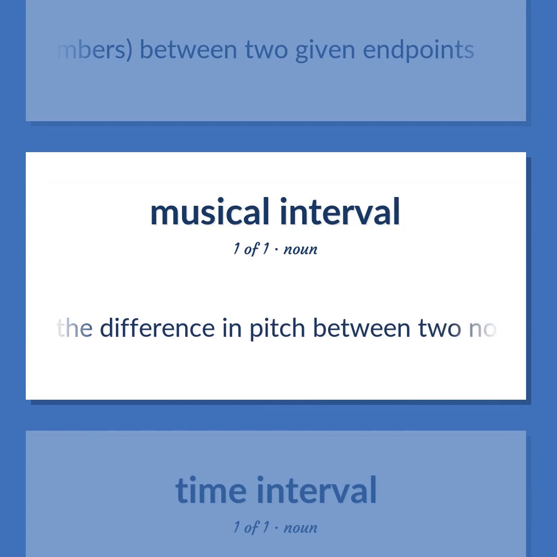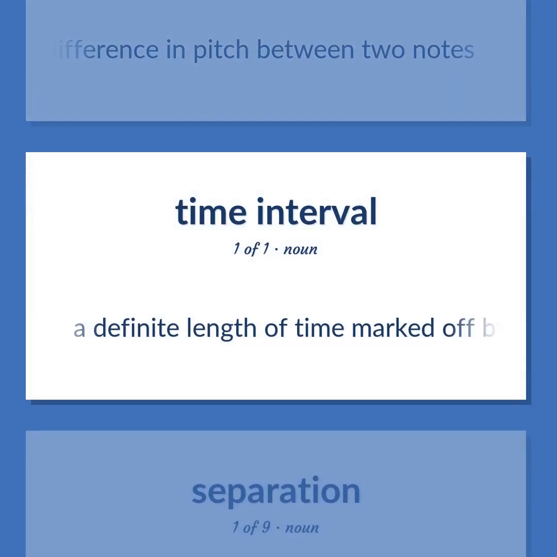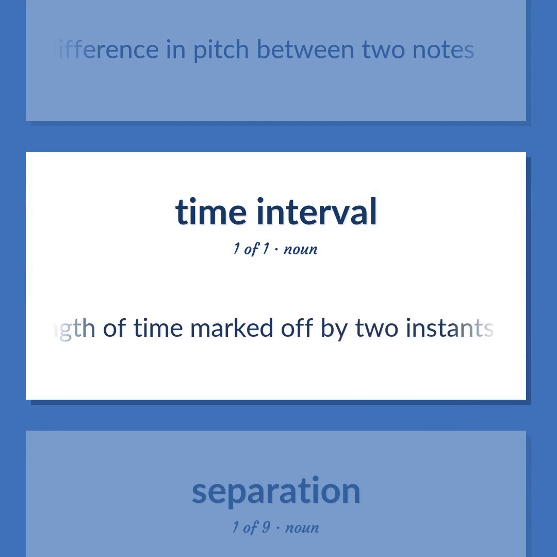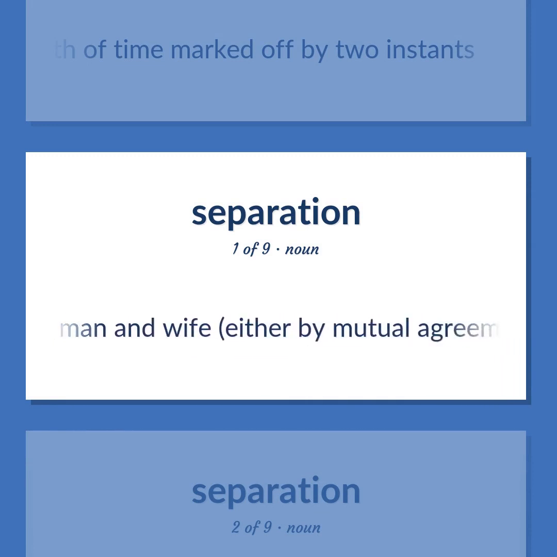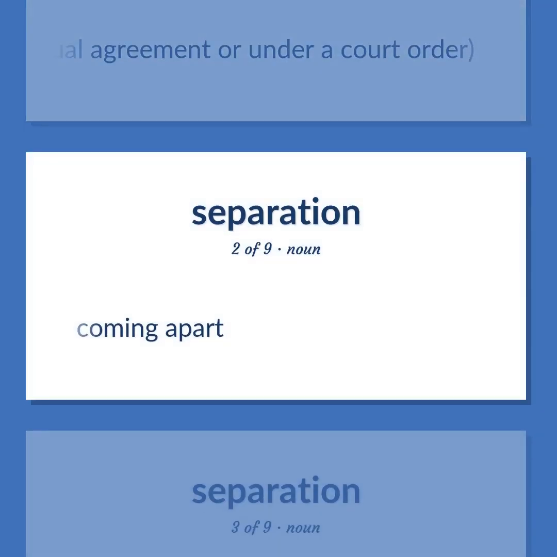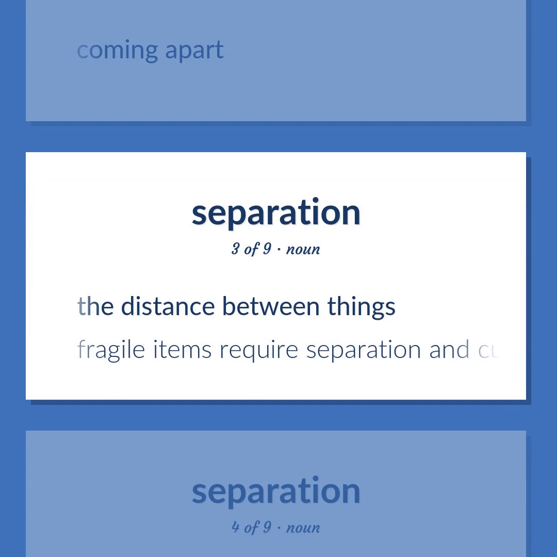The difference in pitch between two notes. A definite length of time marked off by two instants. Law, the cessation of cohabitation of man and wife, either by mutual agreement or under a court order. Coming apart. The distance between things.